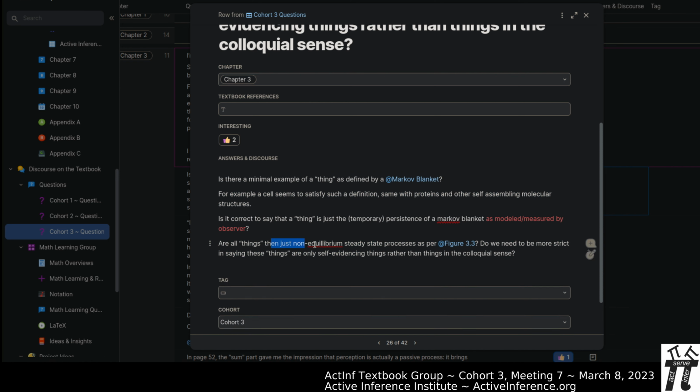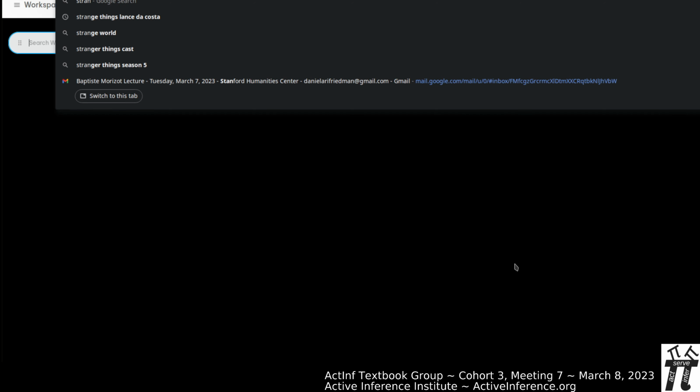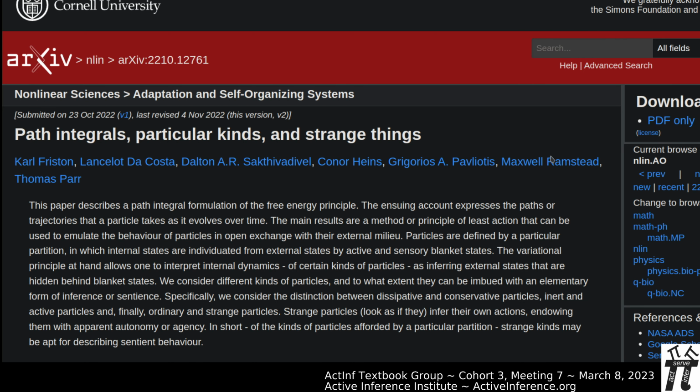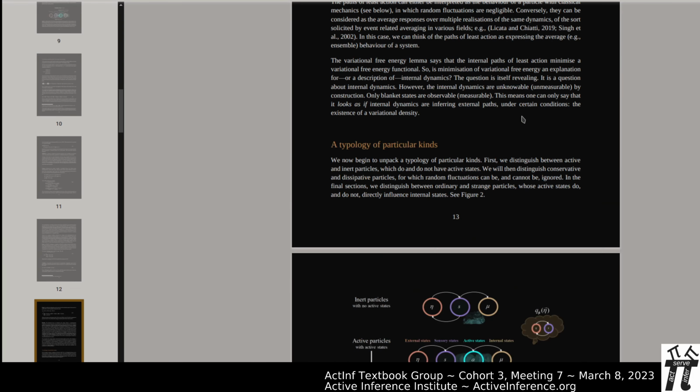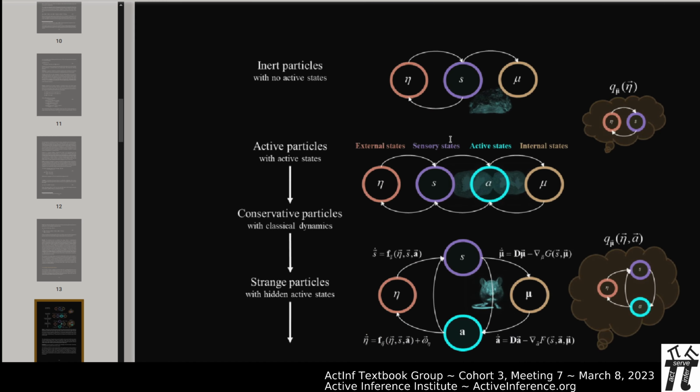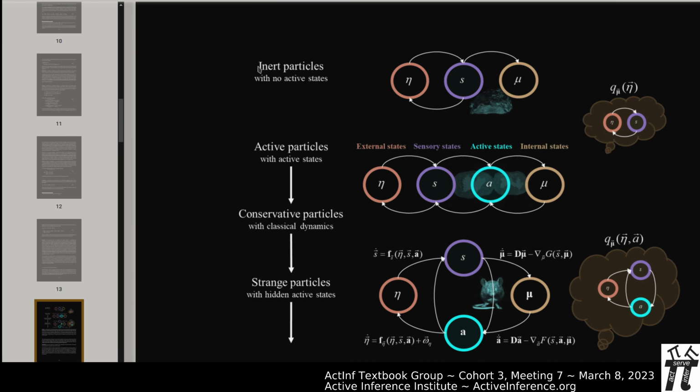Are all things non-equilibrium steady state processes? Do we need to be more strict in saying these things are only self-evidencing? Brings us to our favorite image in the Strange Kinds article. So there are things or particles, here particle is the same as thing, that are inert. And so no appeal to self-evidencing is needed to describe their persistence.